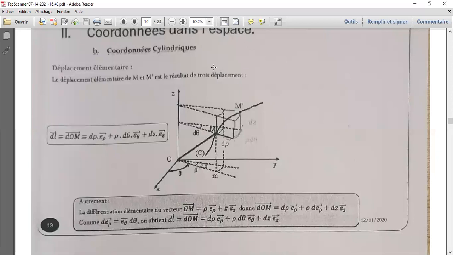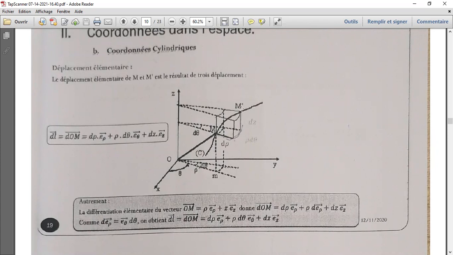So how do I find this elemental displacement? I can ask you to calculate the elemental displacement of M to M prime. So the displacement of a point, the movement of a point from M to M prime. So how does this point move from M to M prime? I have to know how to do the calculation.